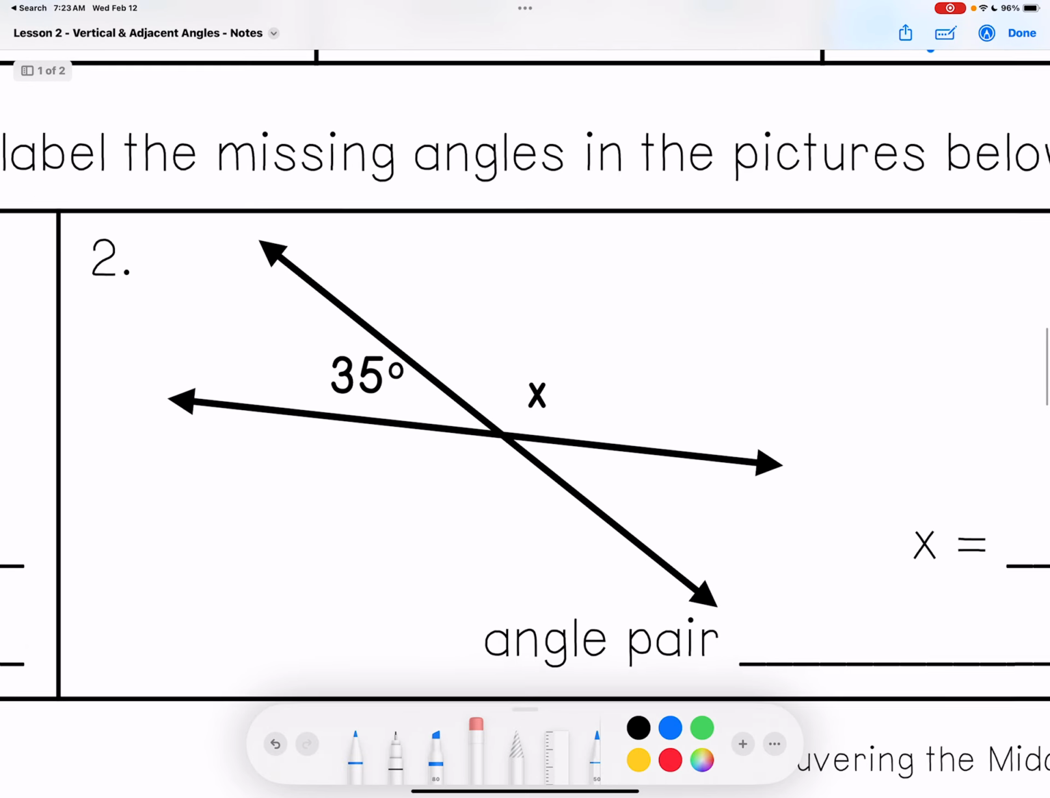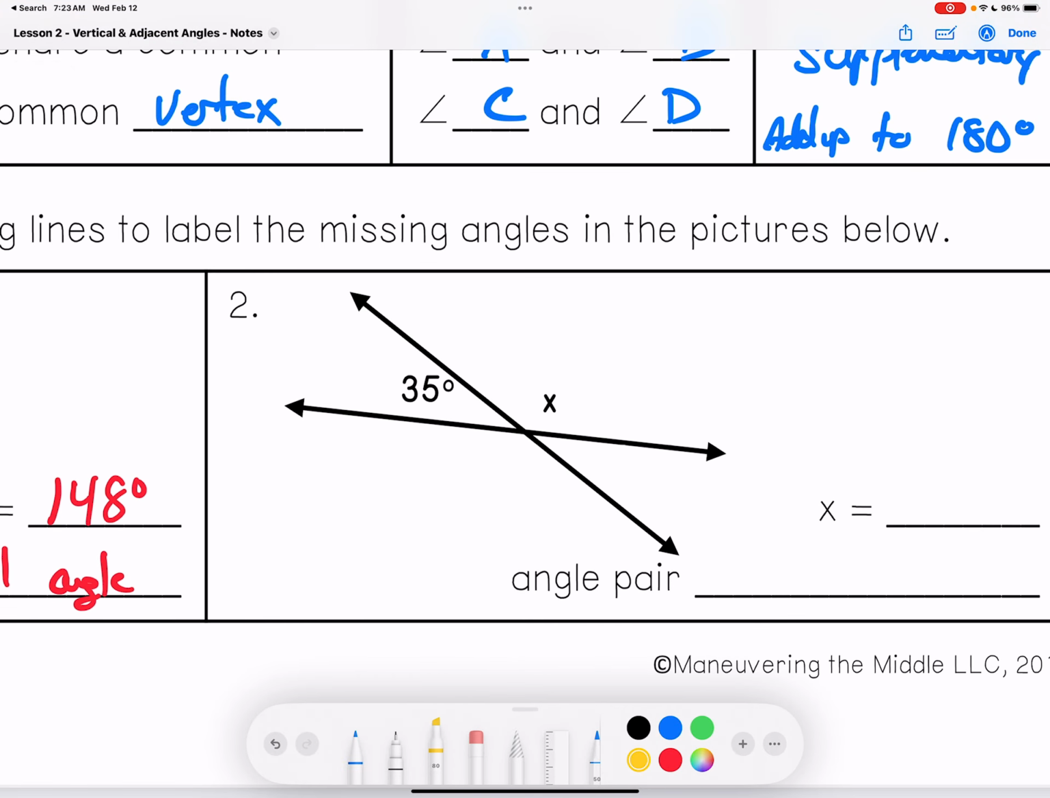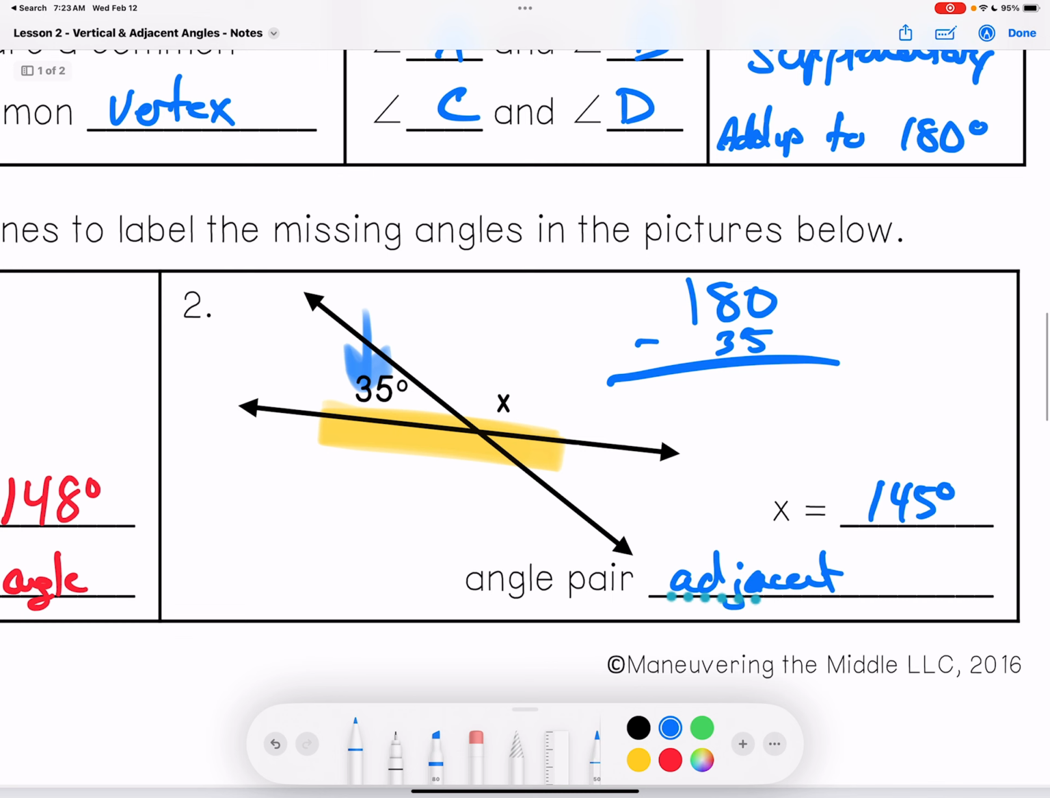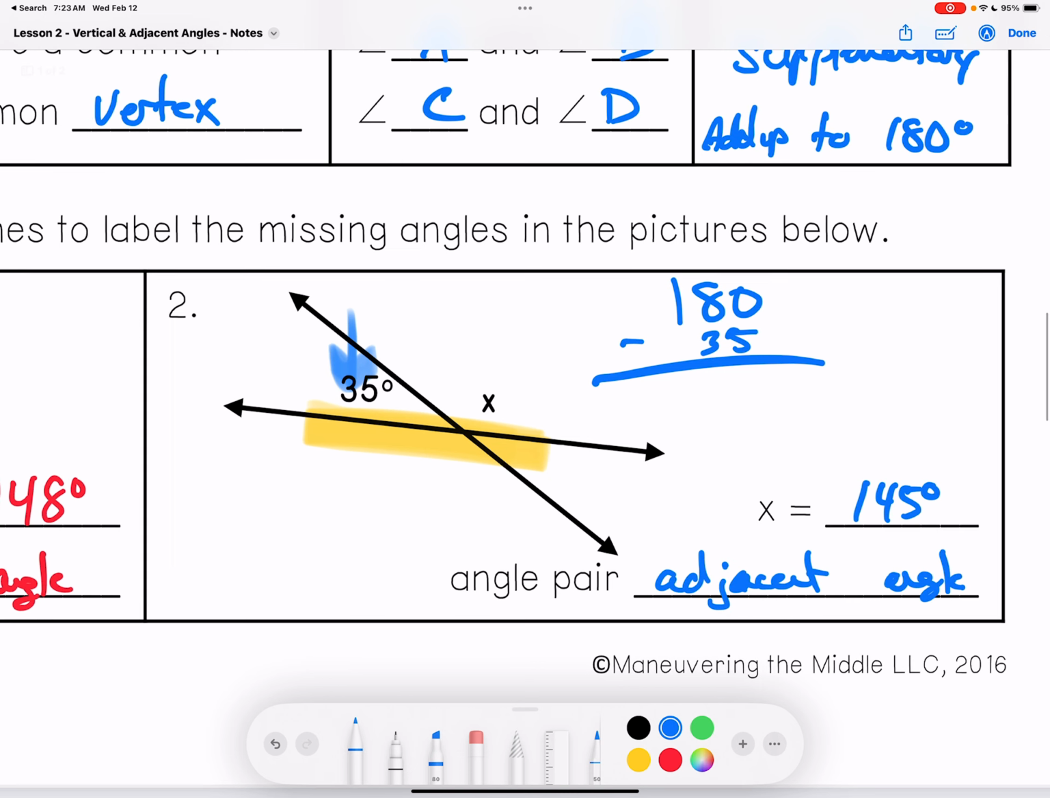All right, this one. They're on the same line together, so they're going to equal what? 180. So if I know this side is 35, what do I need to do? 180, because that's what I know the line is, minus the 35 I have, gives me what? 145 degrees. How do I know that works? Because they're adjacent. So it's called adjacent angles. That's how I know that works.